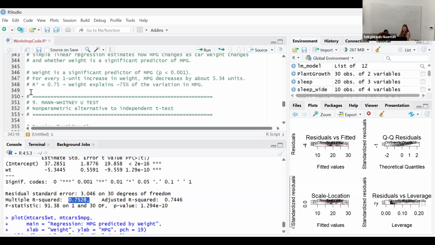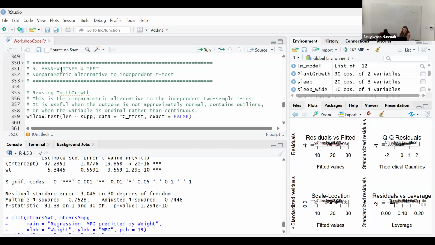This is a decent model because R squared, if you're not familiar, is the coefficient of determination. That value tells us how much variation is being explained by the model, and whatever's left is just random, usually. So an R squared of about 75% is decent because that means weight is explaining 75% of the variation in miles per gallon.